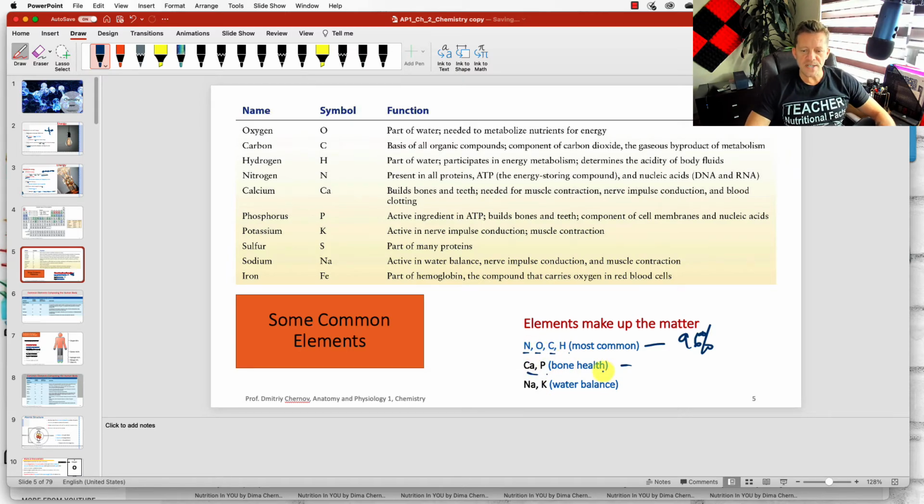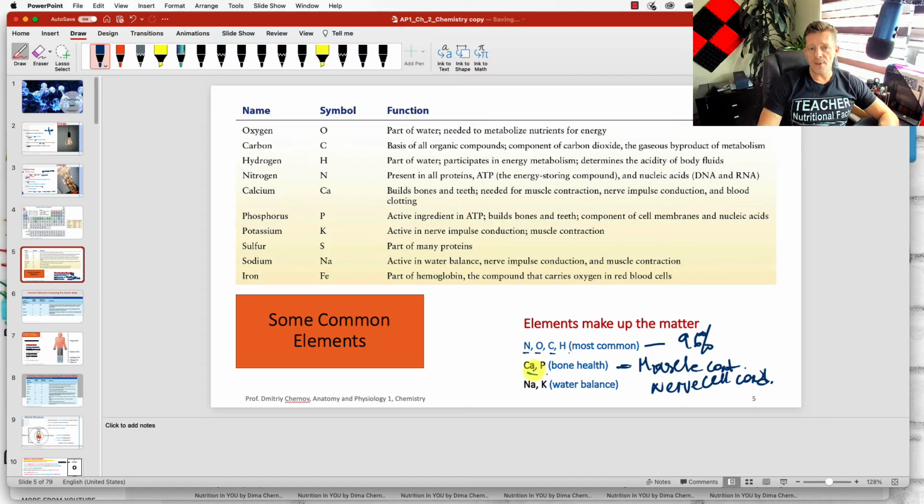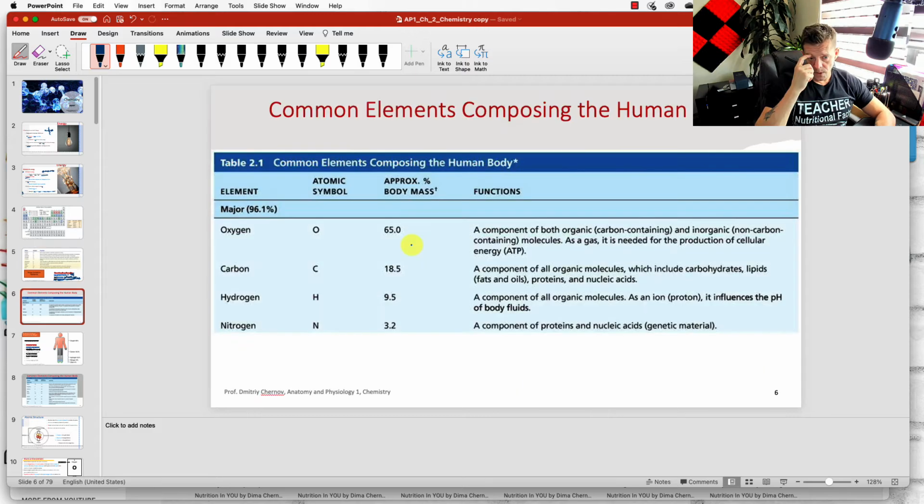Calcium and phosphorus we need for bone health, for muscle contraction, and nerve cell conduction. We're going to look at this in the muscular system. Also, we need sodium, that also participates in these two processes: muscle contraction, nerve cell conduction. But altogether, sodium and chloride we need for water balance. We're going to look at that later.